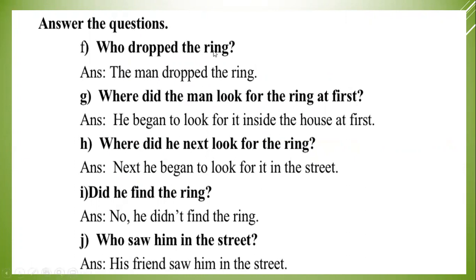Who dropped the ring? The man dropped the ring. Where did the man look for the ring at first? He began to look for it inside the house at first. Where did he next look for the ring? Next, he began to look for it in the street. Did he find the ring? No, he didn't find the ring, or did not. Who saw him in the street? His friend saw him in the street. Very easy answers. Only 5 questions and very easy answers.